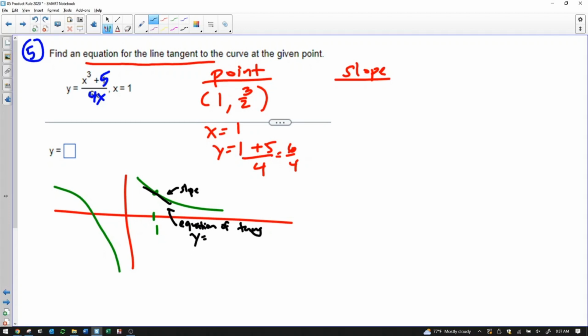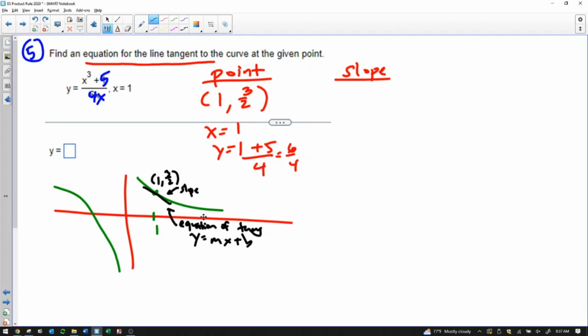So I'm just saying, what is this y equals mx plus b? Tell me what that is, all right? So in order to get the equation of the tangent line, I need the point. I've got the point, so this point right here is 1 comma 3 halves. I also need the slope of this tangent line. What did I say? Slope. The slope of the tangent line. When I say derivative, you say slope of the tangent line. So what is the slope of the tangent line?